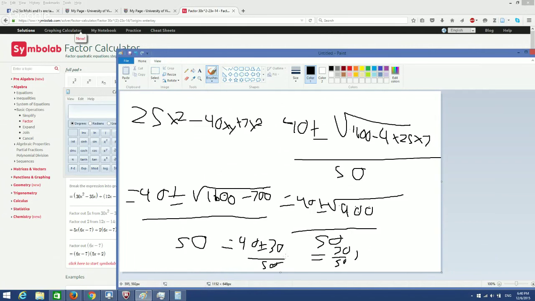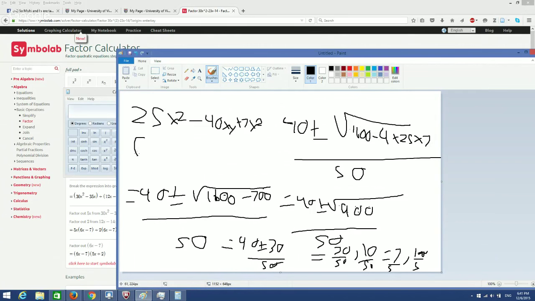Uh-oh. Okay, 70 over 50 and 10 over 50, which equals 7 over 5 and 7 over 5 and 10. Oh, sorry, not 10, 1 over 5. So that should equal, yes, because of the fact that it's minus for the perfect square, unless I screwed this up.